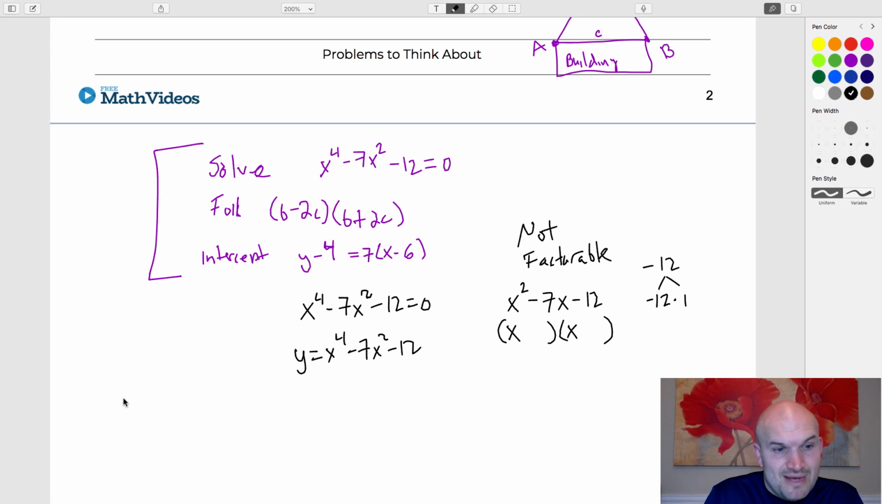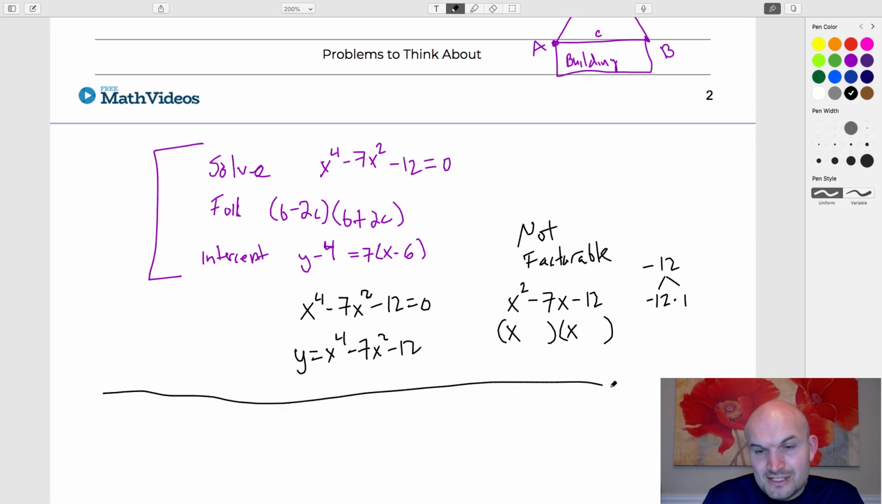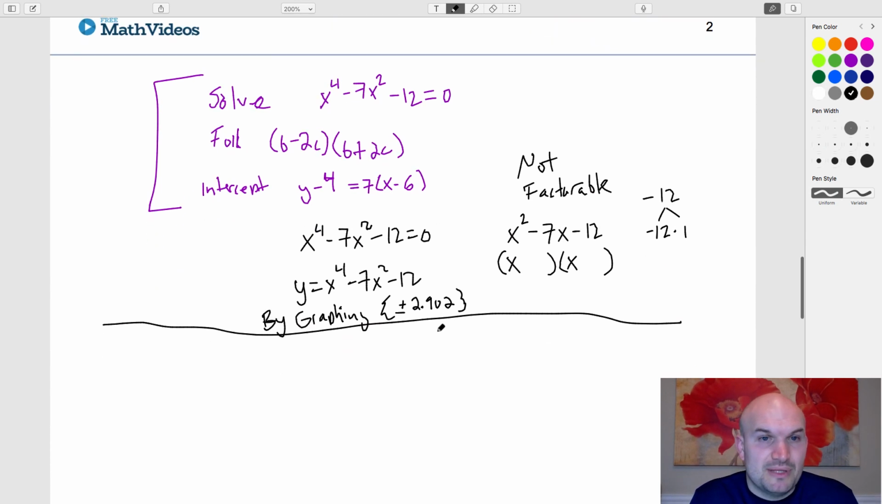So I'll just have to end it from there, being that the solutions are via graphing. So I'll just say by graphing, my solution set is going to be plus or minus 2.902. Okay, whereas the other two solutions are going to be complex.